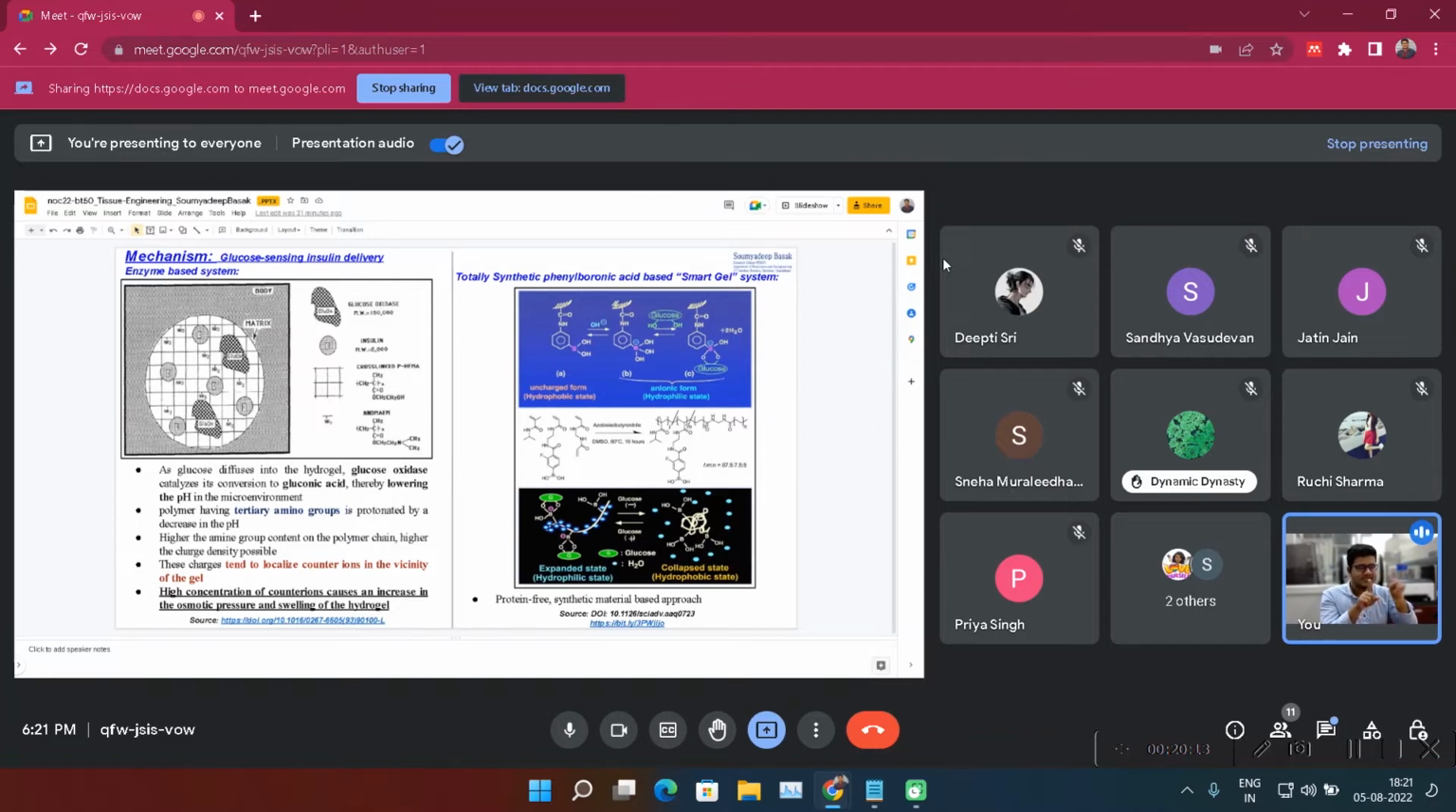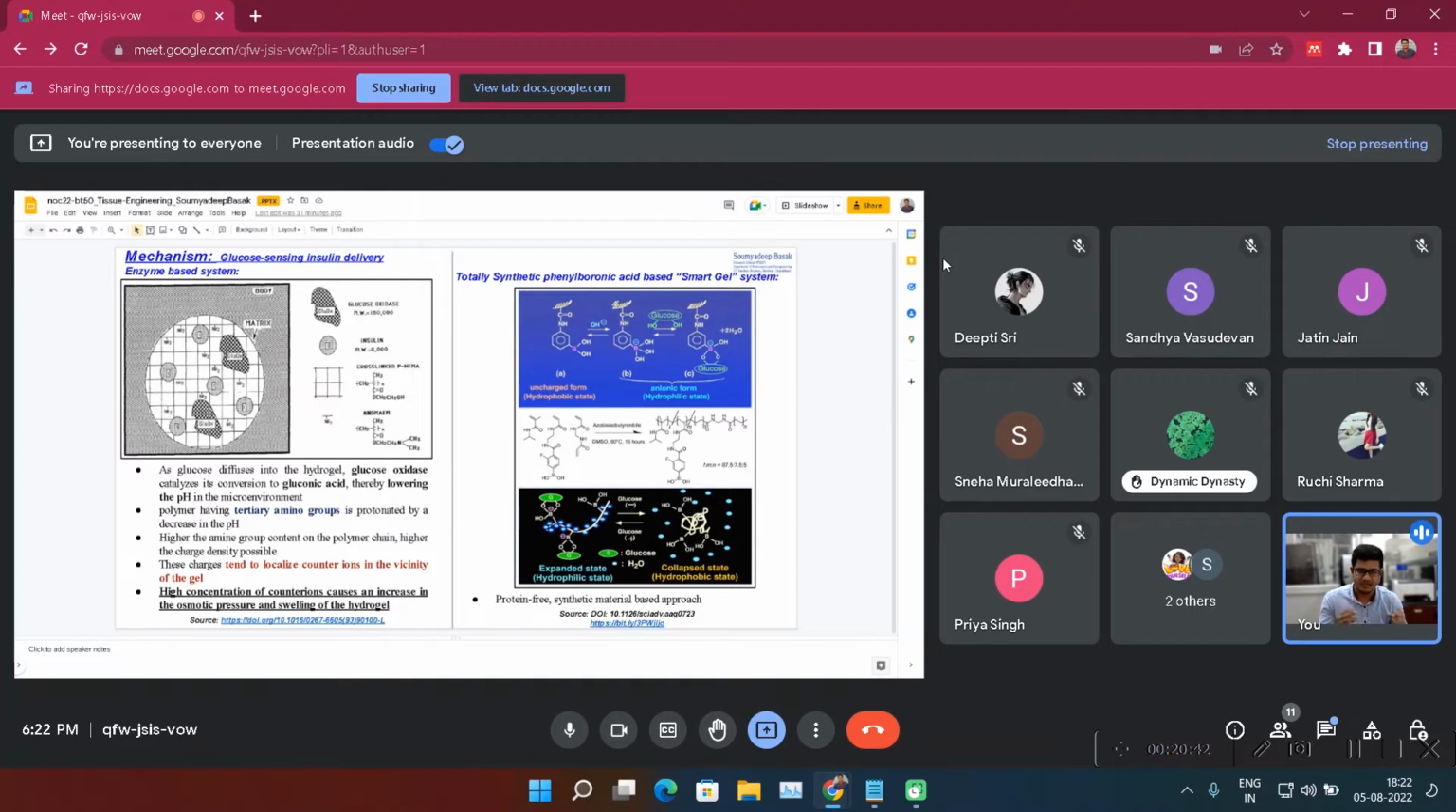Okay, so this interaction is again reducing the ionic imbalances created, and the osmosis and cargo delivery is happening. As a result of this interaction, the polymer also releases the cargo. This is entirely synthetic. No protein is used. This phenylboronic-based smart gel system is used for insulin delivery.